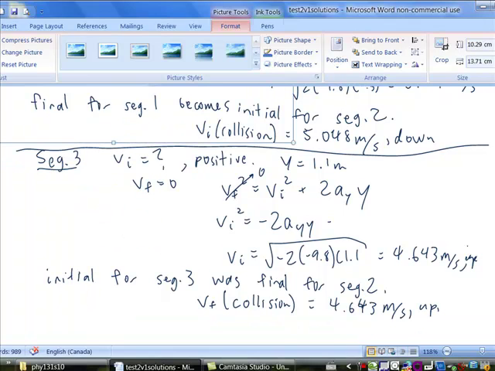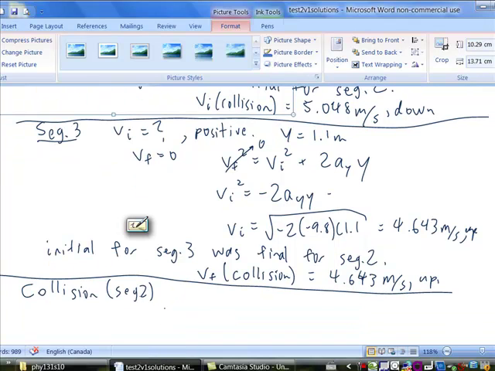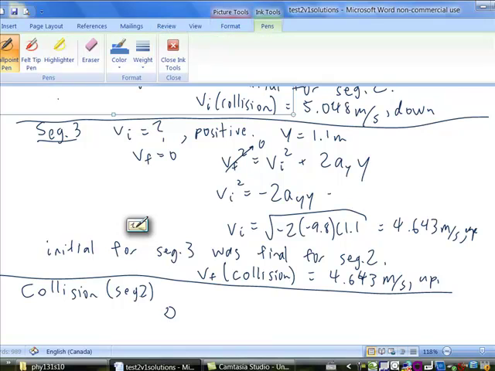I want to see the change in momentum during the collision. So the delta P, so the collision, let's now look at, which is segment 2. Delta, it's supposed to be delta, let's actually make that a little easier to see. Let me grab my eraser.